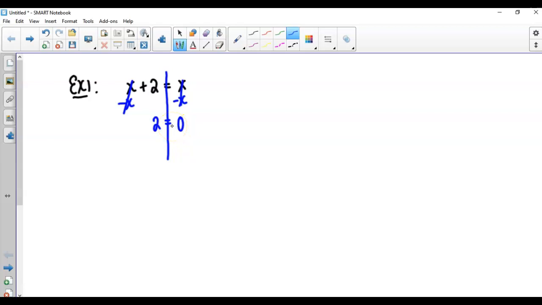There's no x there. And so when this happens, it means that we have one of two things happening here. When the x's cancel out completely, we either have a situation where we have no solution or we have infinitely many solutions. So you can see here that 2 does not equal 0. If this is a true statement, if it said 2 equals 2, then we would call that infinitely many solutions. But 2 does not equal 0, so we call this no solution.